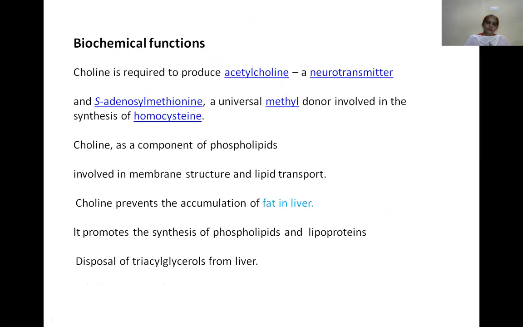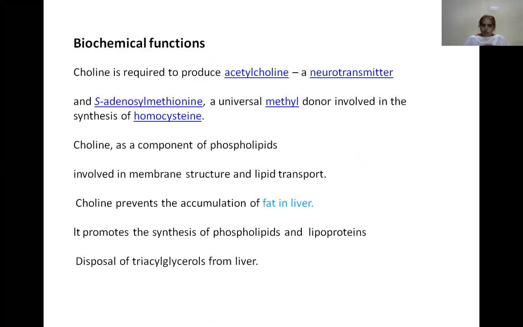Now, see what are the biochemical functions of choline. Choline is required for the production of acetylcholine and S-adenosylmethionine. The importance of acetylcholine is that it acts as a neurotransmitter. S-adenosylmethionine is a universal methyl donor. Due to being the universal methyl donor, it is involved in the synthesis of homocysteine. Already you know very well how methionine is converted to homocysteine.